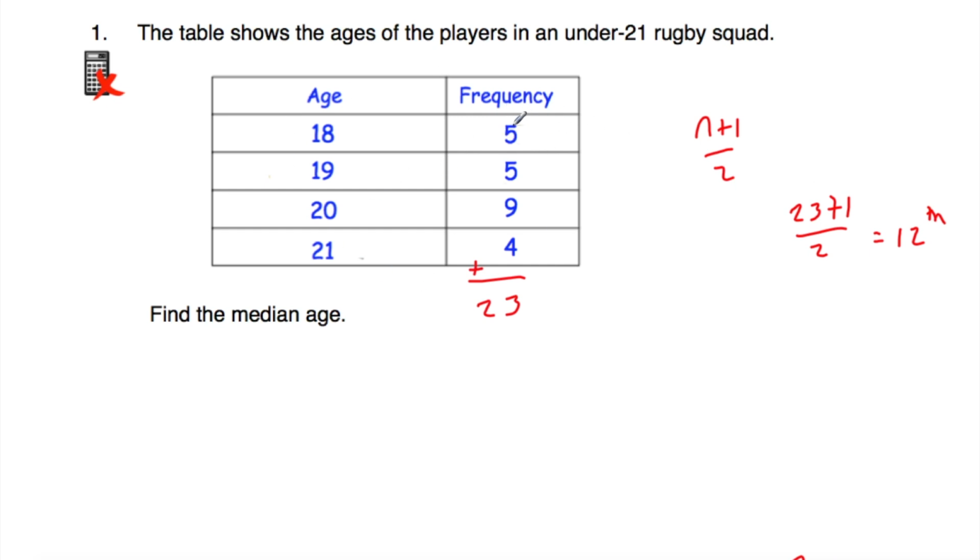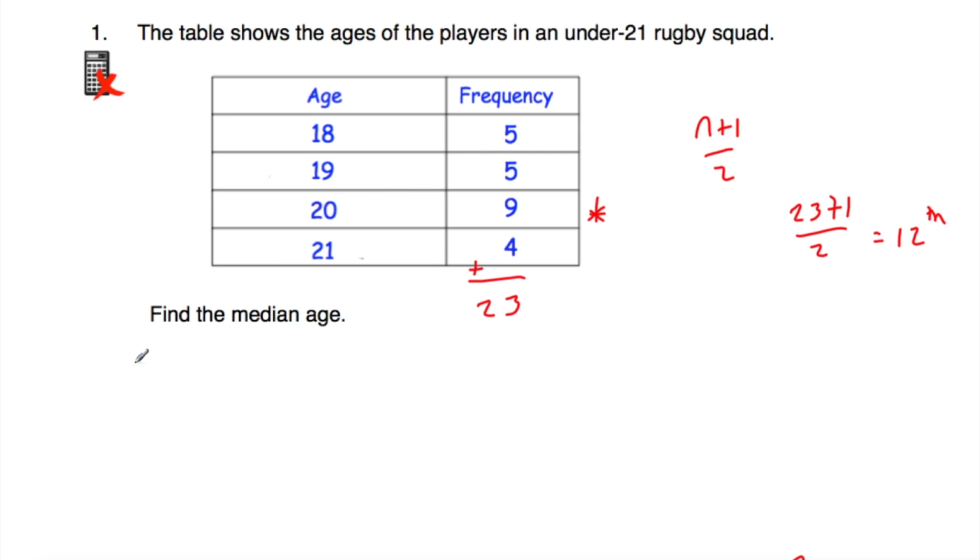So we line them up in order. So we had 5 18-year-olds. Well, the 12th person is not going to be in there. And then another 5 19-year-olds. So that's 10 people altogether. So the 12th person is not in either of those two. And then if we put our next 9 people, that's going to be 19 people altogether. So that means the 12th person would be in here. So that means the median is 20 years old. The 12th person must be 20 years old.